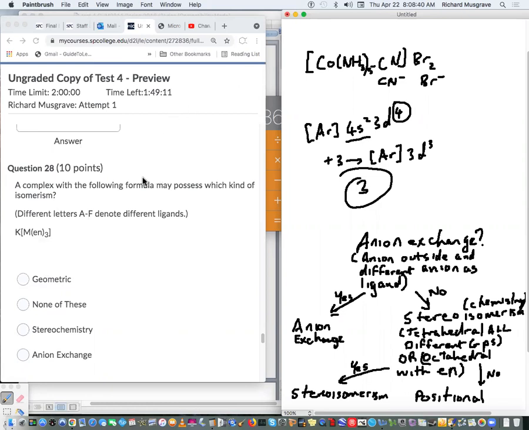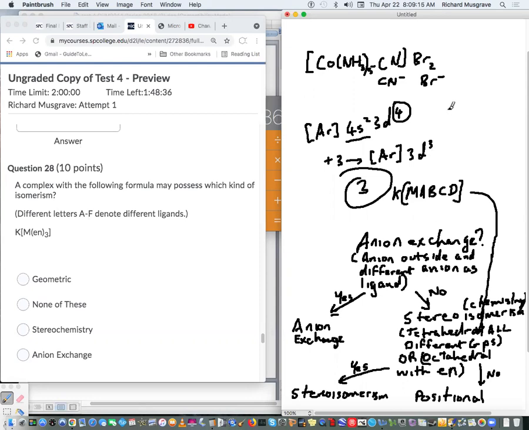All right, let me give you a couple of examples here. I showed you one for anion exchange. I'll show you another one for stereochemistry, and that would be something like this: M, A, B, C, D, and then a K out the front. That would be an example of stereoisomerism, tetrahedral, all different groups. I know it's tetrahedral because there are 4 different groups here, 4 groups total.